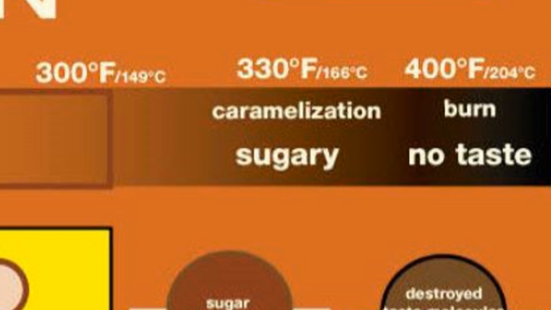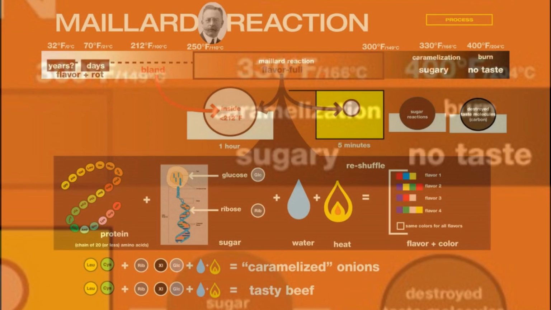And when the temperature goes above 330 degrees, any sugar in the food ingredients will be caramelized. And when the temperature in the wok exceeds 400 degrees, the food ingredients will be burned.